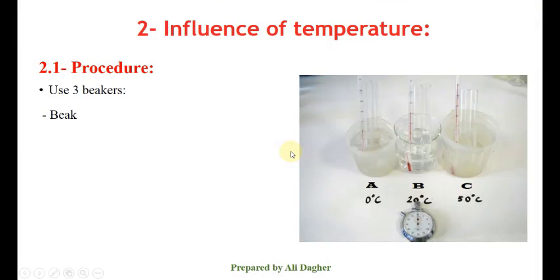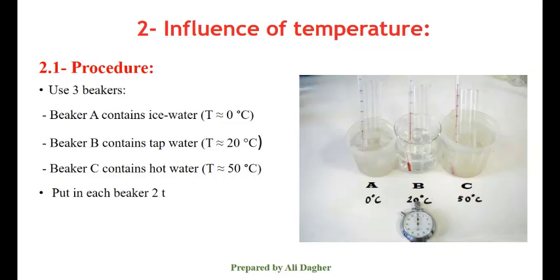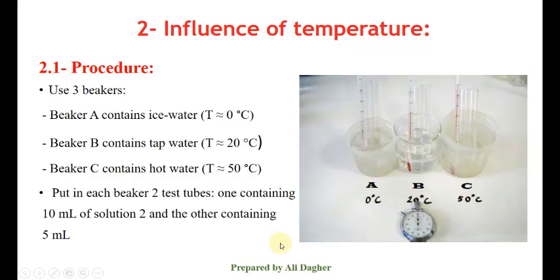Use 3 beakers. Beaker A contains ice water, that means temperature close to 0. Beaker B contains tap water, that means temperature close to 20 degrees. And beaker C contains hot water, T equals 50 degrees. Put in each beaker 2 test tubes, one containing 10 milliliters of solution S2, that means 10 milliliters of acidified H2O2 solution, and the other containing 5 milliliters of solution S1 containing KI solution.